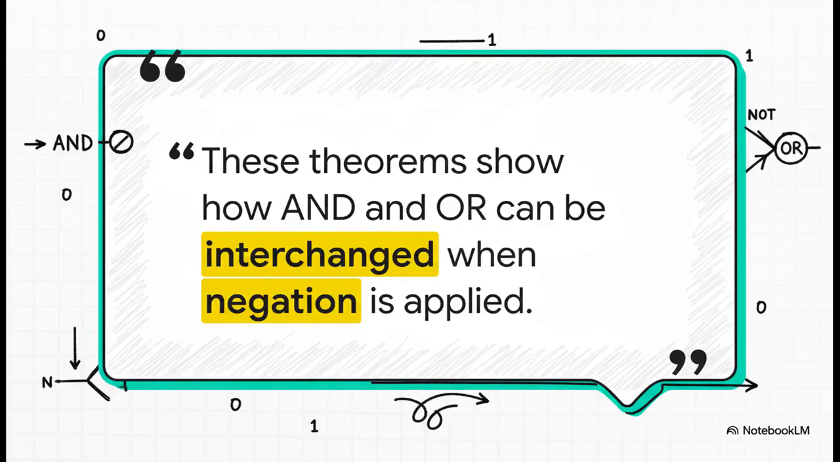And this really gets to the heart of it. This quote basically says it all, right? The theorems are the official rulebook for swapping ANDs and ORs. You can do it as long as negation is involved. It's this beautiful, fundamental link between two operations that we normally think of as complete opposites.